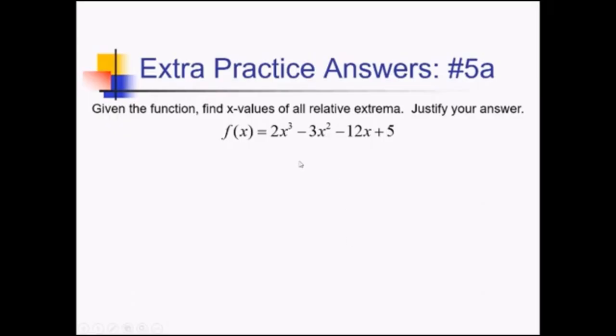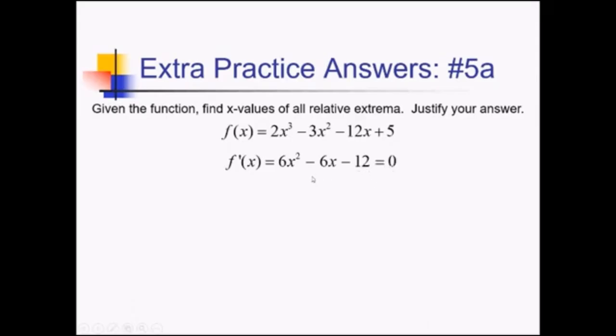For this problem, given this function, they want us to find the x values of all relative extremes and justify our answer. So a sign chart's not going to be enough. We're going to have to spell things out. To find those relative extrema, we need to find critical values of this thing, places where this could be turning around, because those are going to be where your relative extrema live. So our first derivative of this, f prime, we've got 6x squared minus 6x minus 12, and then that 5 is just a 0. So let me set this equal to 0 and find critical values.